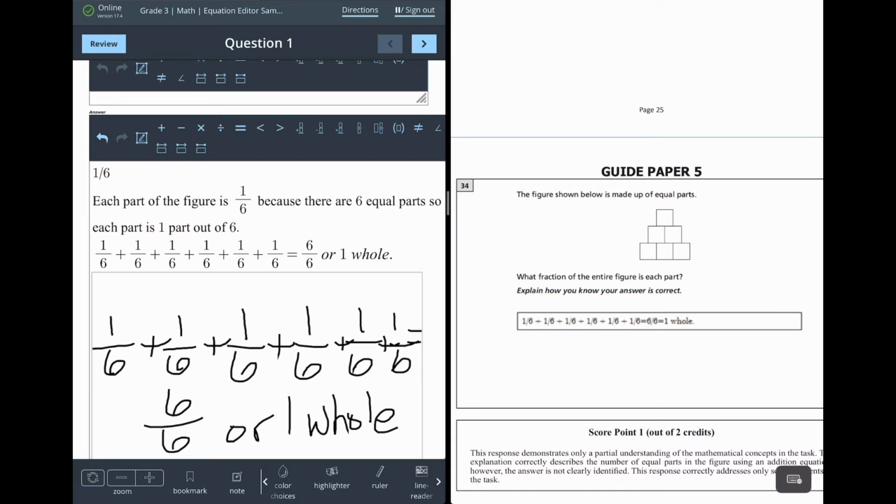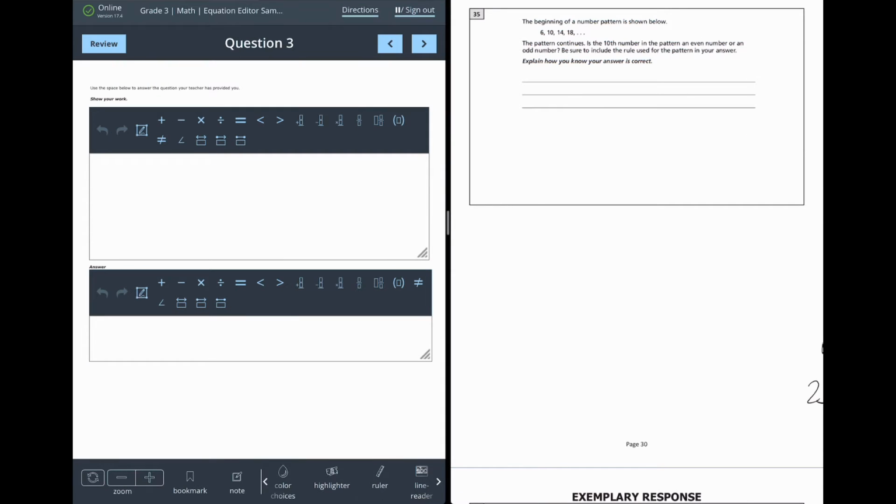All right, so hit pause so you can practice this, and please practice what it's like to either write that equation down or to draw it with your finger, so you can decide what works for you. So let's look at the next one, number 35. The beginning of a number pattern is shown below, 6, 10, 14, 18. The pattern continues. Is the 10th number in the pattern even or odd? Please be sure to include the rule in your answer. So here's my answer.